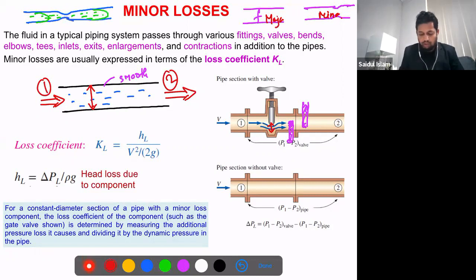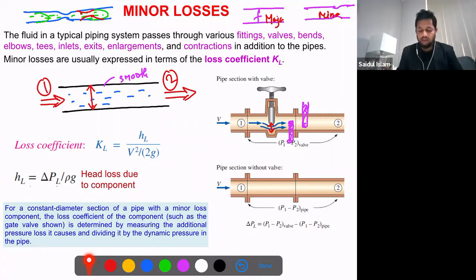But if you have multiple like this in a short distance, then the flow will not get enough space. And in that case, there will be some loss, there will be more loss. So when you have more than one of this sort of component in your system at a very close distance, in that case, the minor loss could be more significant than the major loss. So this is the theory.